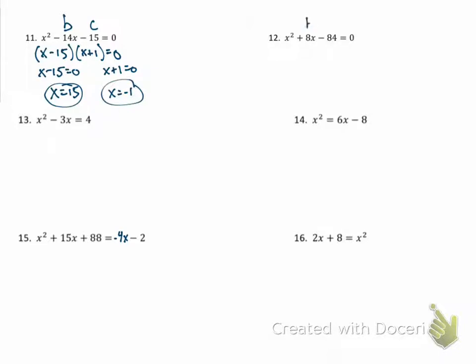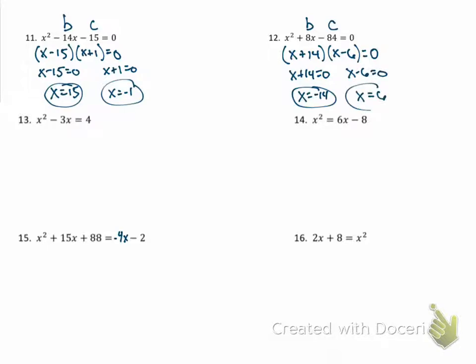Number 12, again, lather, rinse, repeat, same idea. It's equal to 0, so I can just go ahead and worry about factoring. Figure out what multiplies to negative 84, adds to 8. 14 and negative 6 will do that. Which means, once I solve it, x would equal negative 14. And x will equal positive 6.